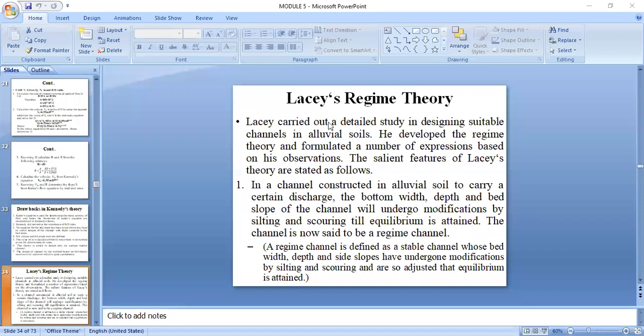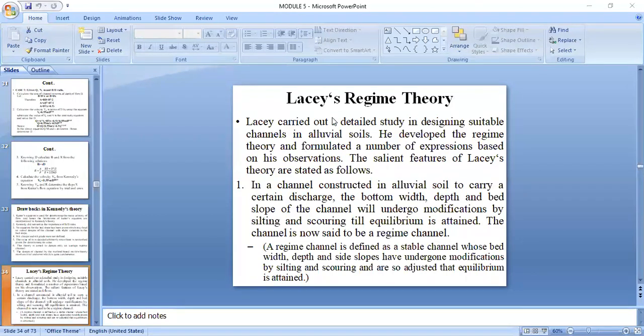Lacey carried out a detailed study in designing suitable channels in alluvial soil, and he developed the regime theory and formulated a number of expressions based on his observations. And these are the salient features of Lacey's theory. When compared to Kennedy's method of channel design, Lacey's method gives better results, because Kennedy's method has a number of shortcomings or limitations which have been partially overcome in Lacey's method of channel design.